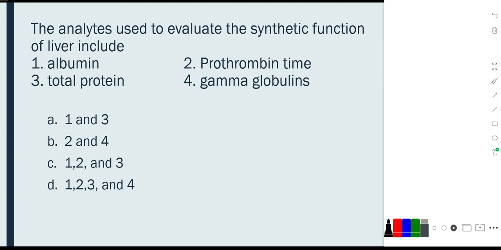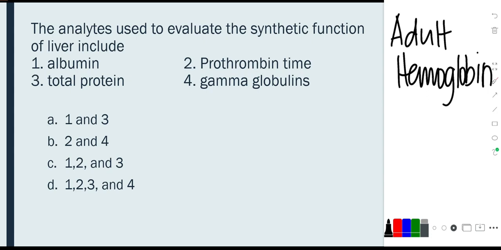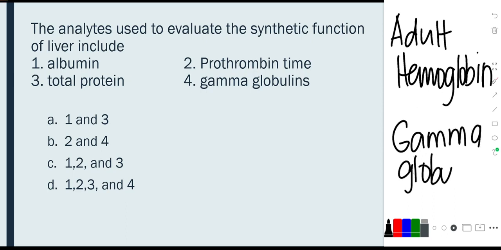May exception lang ta guys. So, ano na ang mga proteins nga wala ginasynthesize sa liver? So, that would include, of course, the adult hemoglobin, and another protein which is not synthesized in the liver would be our gamma globulins. Again, your gamma globulins. Take note, guys, that the adult hemoglobin here is being synthesized in the bone marrow.